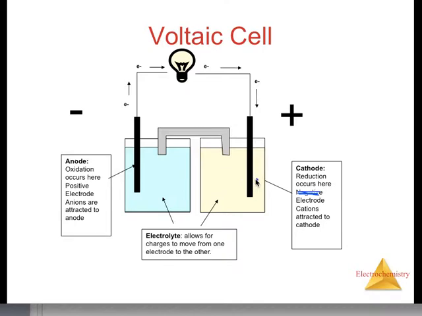Yeah, that's right, because reduction occurs there. All right, the electrolyte allows movement from one electrode to the other. I need my salt bridge to continue the flow of negative particles this way, and positive particles, cations, flow that way. At the anode, oxidation occurs. It's marked with a negative, okay, and electrons go on the outside.